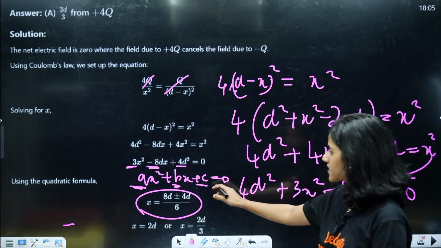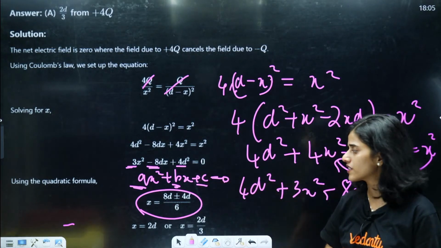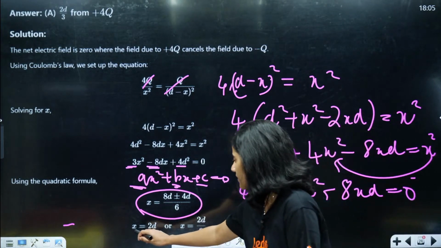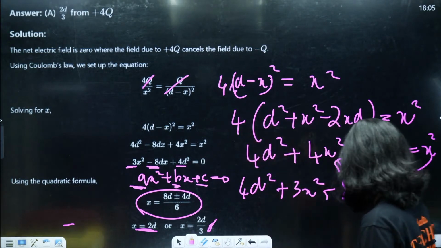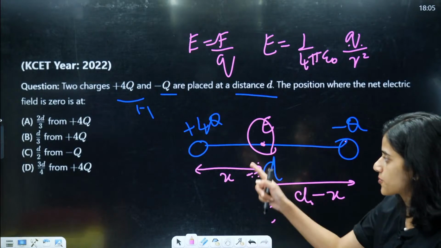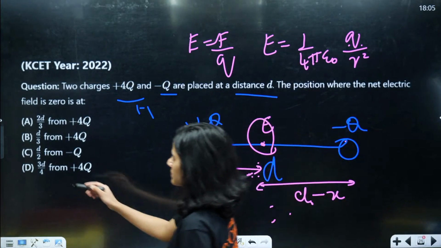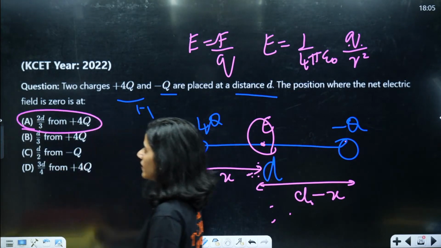Yeah, from here it's just basic math. If you just solve it, you will get x as 2d and x as 2d by 3. And let's look at the options. In our options, we have 2d by 3. So this is going to be the answer.